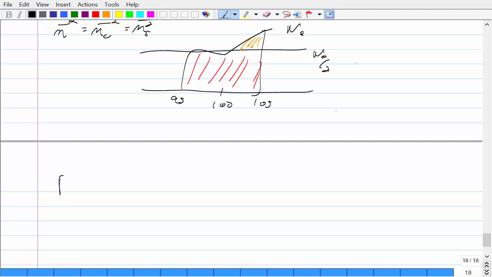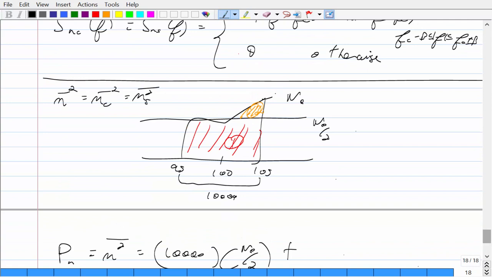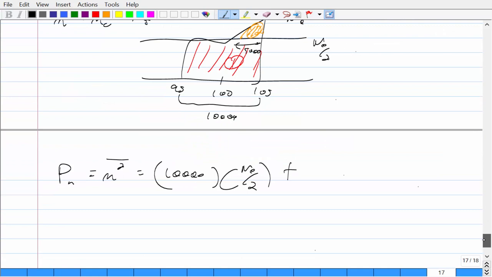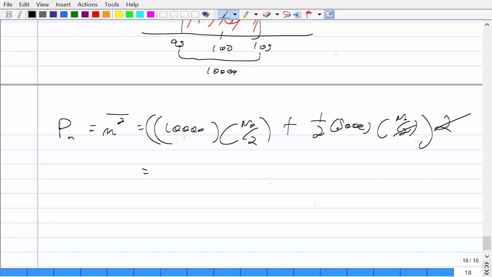So the total area, the power, is equal to N squared. I'm going to call this 1 and this 2. The area of 1 is 10,000, because the difference between here and here is 10,000 kilohertz, multiplied by N0 over 2. Plus the area of 2: this difference here is 5,000, so the area is half base times height, half of 5,000 times the height N0 over 2. Then I also multiply this by 2 to account for the other side. So these 2's cancel, I have 10,000, and 5,000 divided by 2 is 2,500, so this becomes 12,500 N0. And that's it.